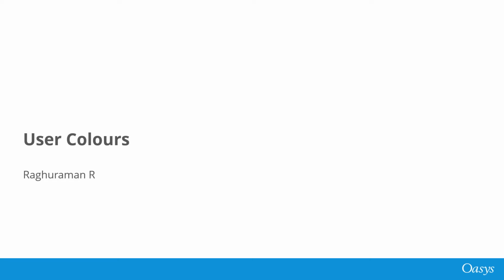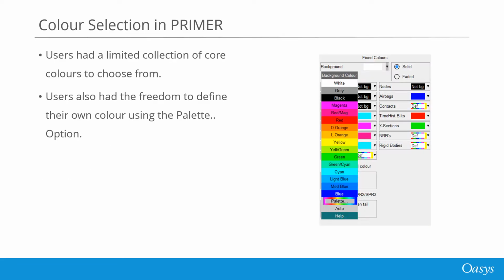I would like to tell you about changes to the color functionality in Oasys 19 Primer. Previously in Primer, there was only a limited collection of predefined colors. Apart from these core colors, the users were also able to define their own color using the color wheel.